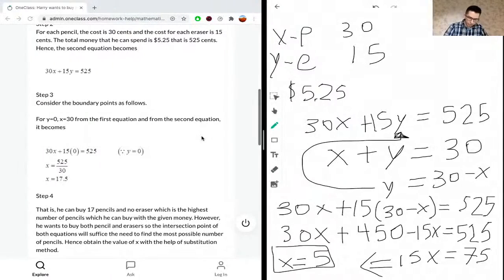We can also solve for the number of erasers. So we buy 5 pencils. That means we can substitute x into this equation here. So 5 plus y equals 30. 30 minus 5 will be equal to 25 erasers.